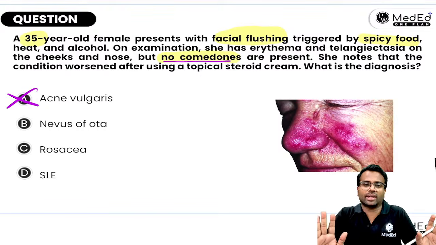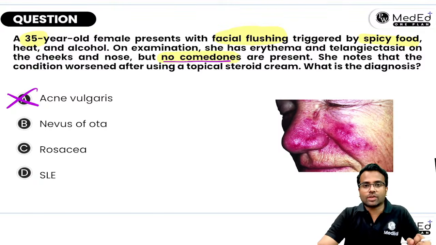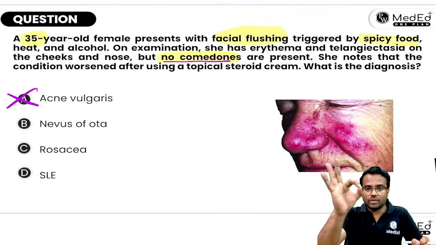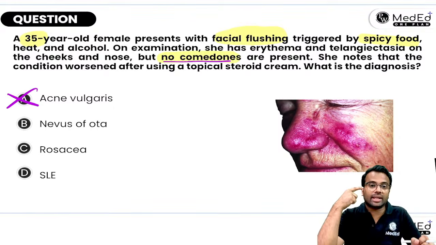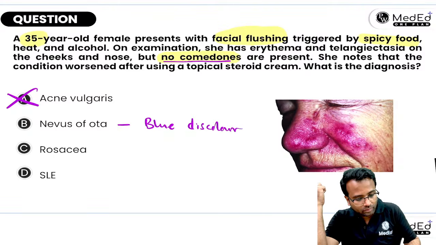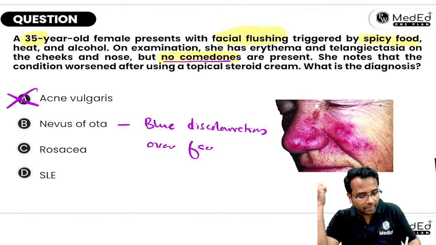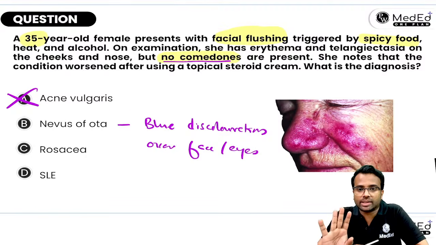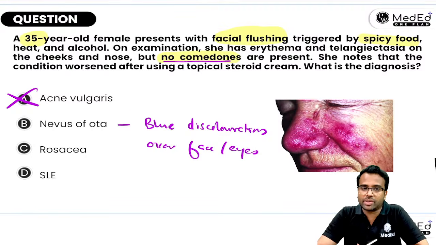It's not acne vulgaris. Option 2 is nevus of Ota. What is nevus of Ota? I used to show it like this: Ota, in the eyes, O. In the face and the eyes, if there is a blue discoloration over the face or the eyes, we call it nevus of Ota. But here there is no blue color. You can see there is some reddish discoloration.